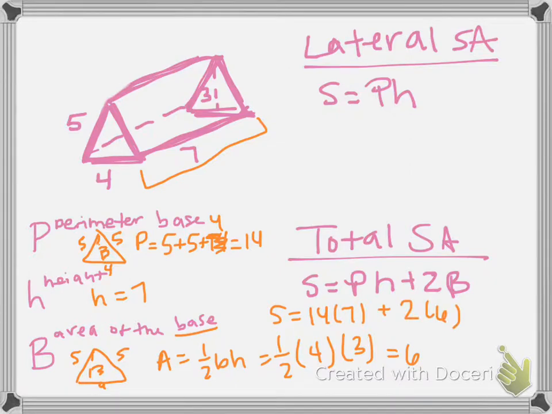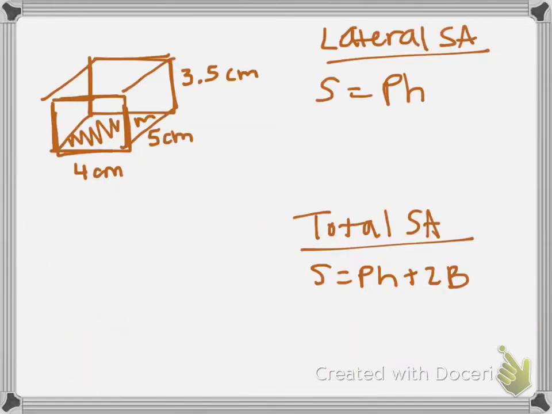So I'm using my calculator, and that will give me 110 for the total surface area. One last one, rectangular prism.